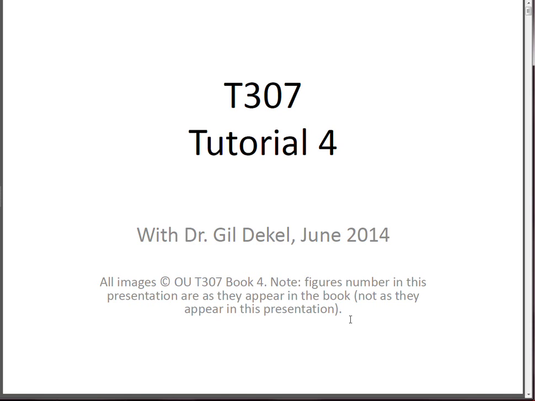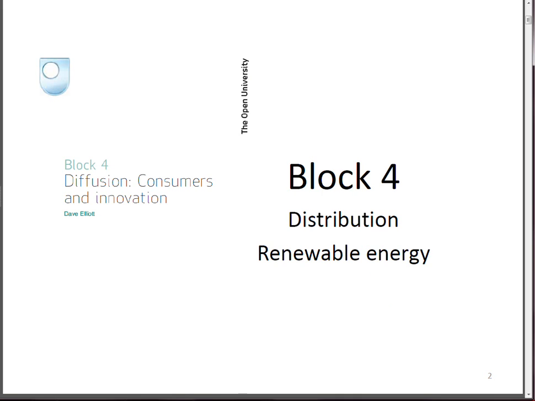Excellent. T307 tutorial 4. Okay, let's make a start. So, as you know, block 4, diffusion, consumer and innovation. But really what block 4 is talking about is distribution and renewable energy. So the focus of this block is renewable energy and how we distribute product.